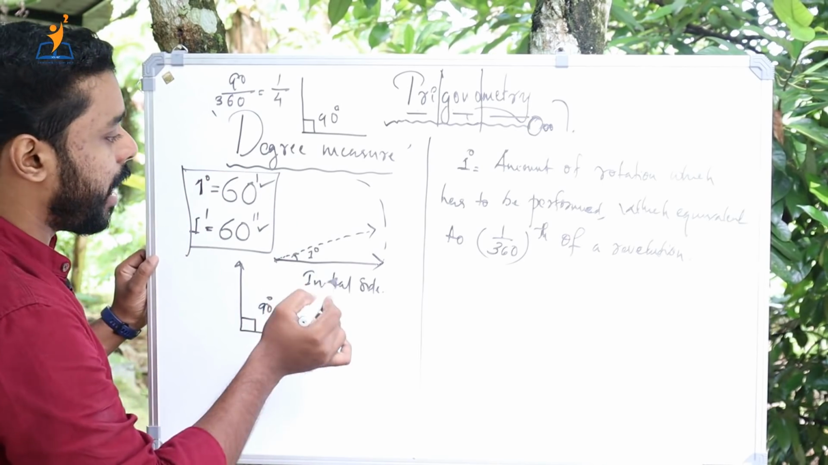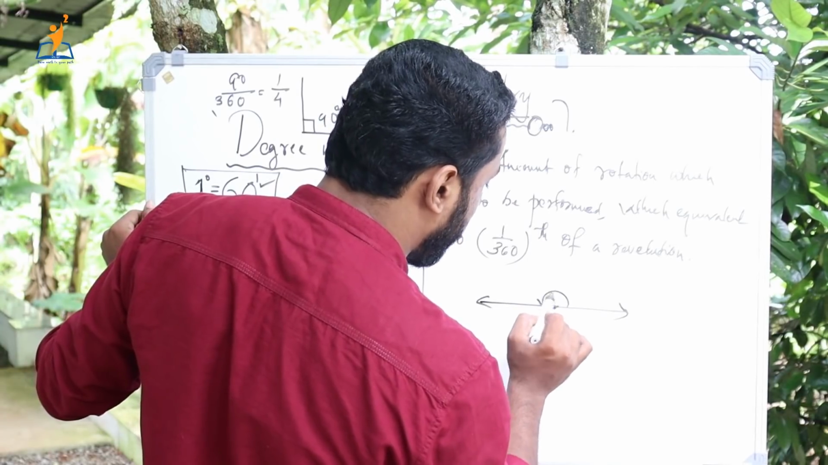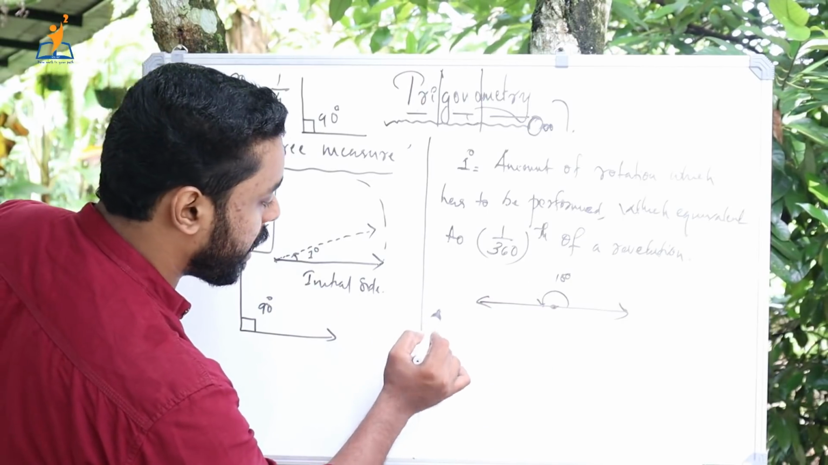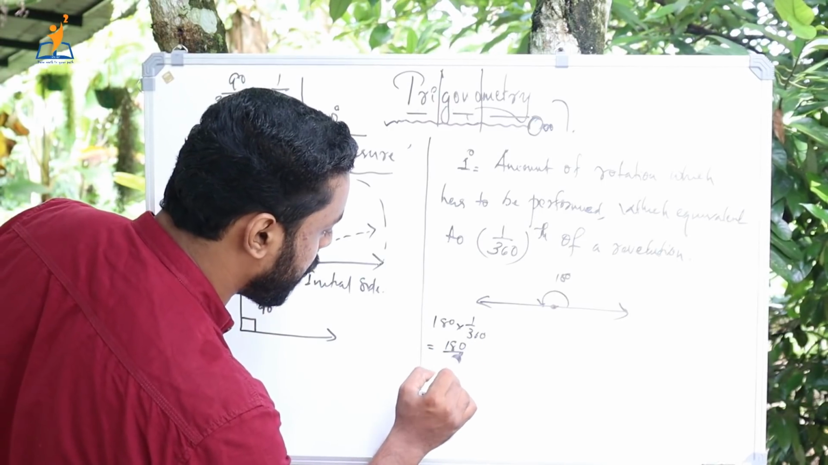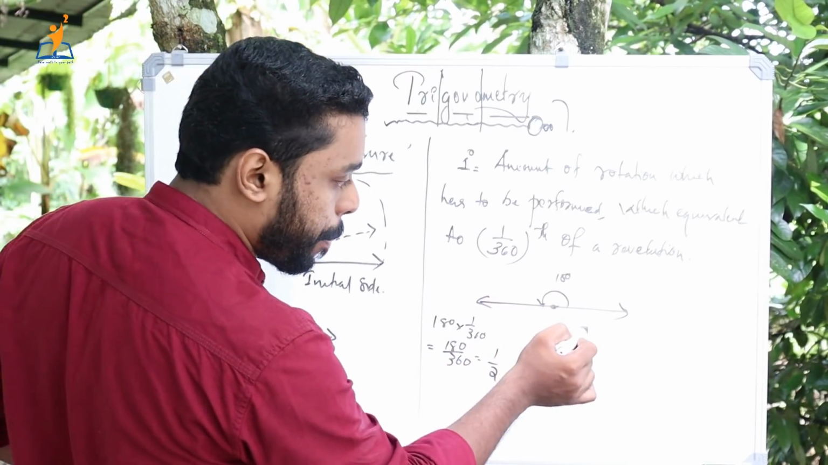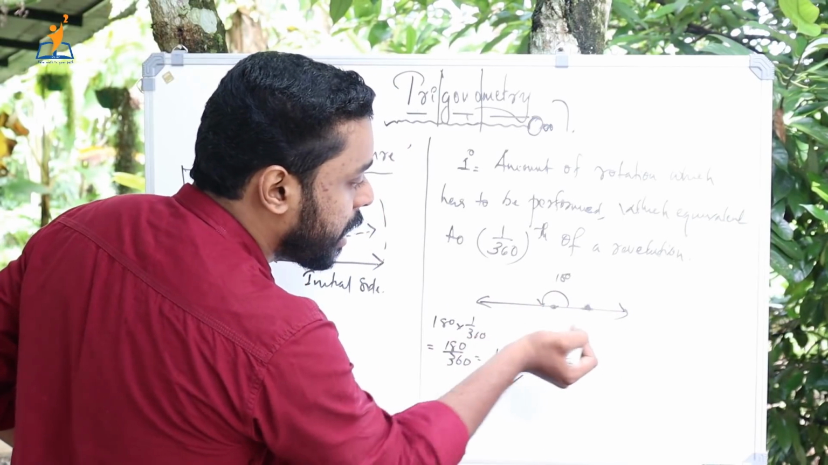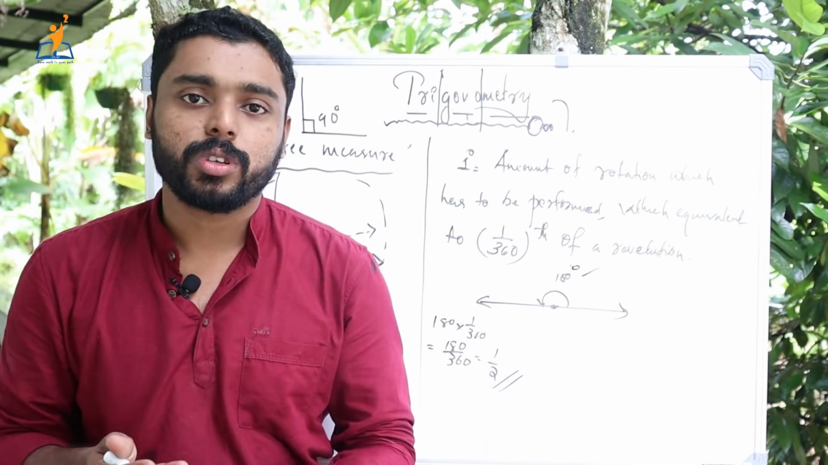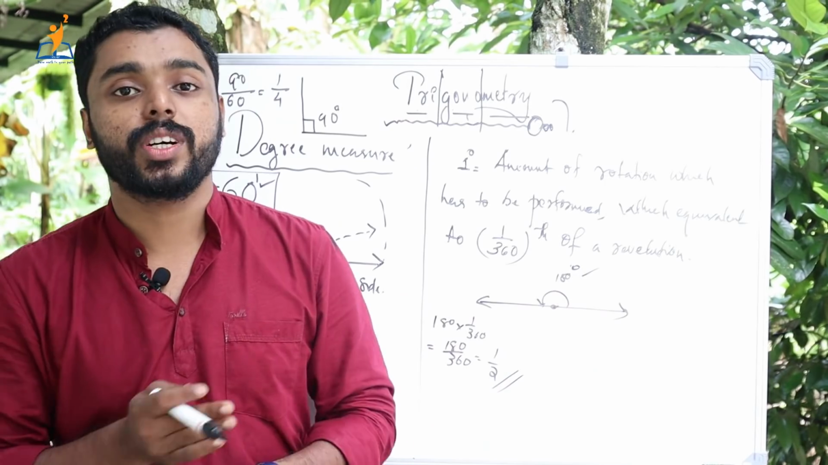Now 180 degree, we always used to say that this line is 180 degree measure, right? We say that this rotation is 180 degree. Why? Because 180 degree means 180 into 1/360th of a revolution, which means 180/360, which is equal to 1/2. That means it is half of a complete revolution. A complete revolution starts from here and reaches here, hence half of it is this, and this is equivalent to 180 degree. In this way it is possible to derive and draw various degree measures like this.